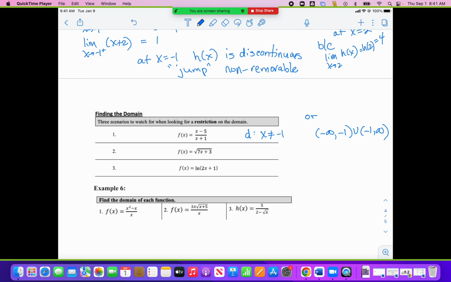In a square root, what do you have to be concerned with in a radical? Say it again. Negatives under the radical. So what we do is we set what's called the radicand, which is what's underneath the radical, greater than or equal to 0. So I could say it's x greater than or equal to -3/7, or I could put bracket -3/7 to infinity.